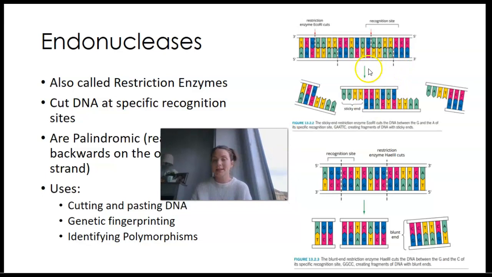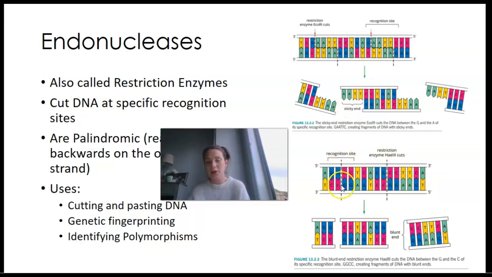A sticky end is where, in the recognition sequence, the cut made by the restriction enzyme is made in a staggered pattern. You can see it's cutting between the G and the A, the first two letters of that recognition sequence, and on the other side in the same place. So it's a staggered cut, which means that when the DNA separates, you have this overhanging part, which we refer to as a sticky end.